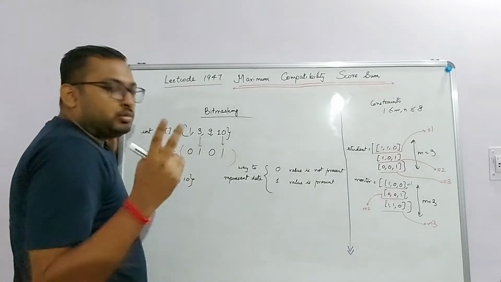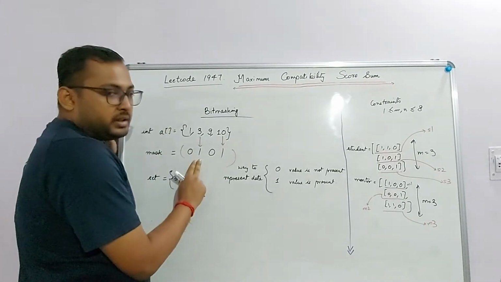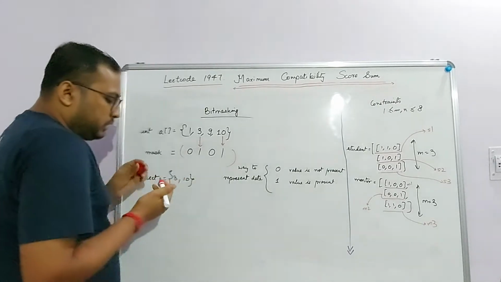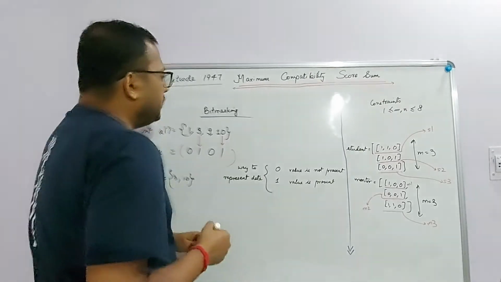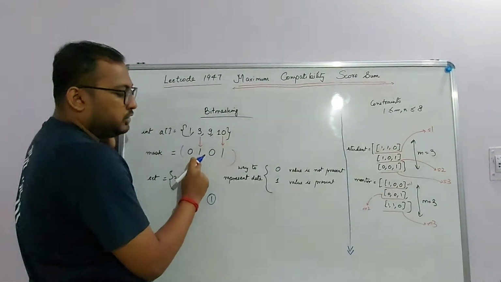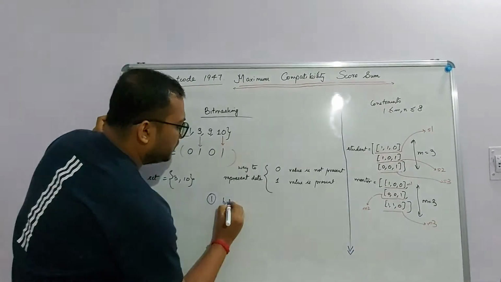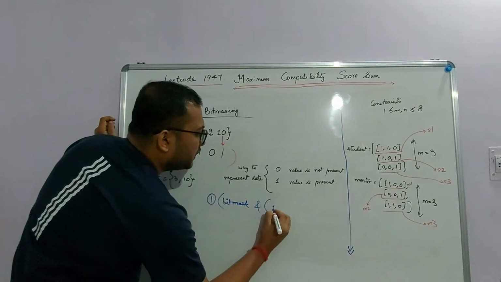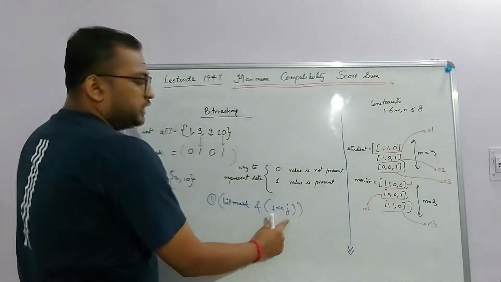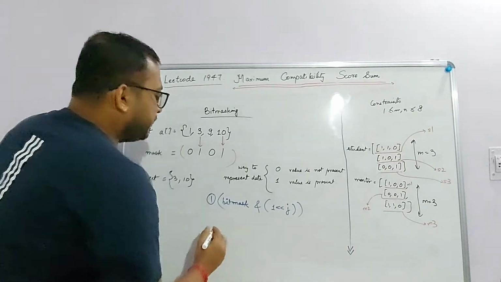Now there are two key things that you should know. Firstly, how to check if a particular bit in a mask is set, and secondly, if you want to set a particular bit, how do you do that? First, if you want to check if the jth bit in a particular bit mask is set, you simply do a bitwise AND of the bit mask with 1 left shifted j times. So to check if the jth bit in a bit mask is set or not, this is the operation that you have to perform.